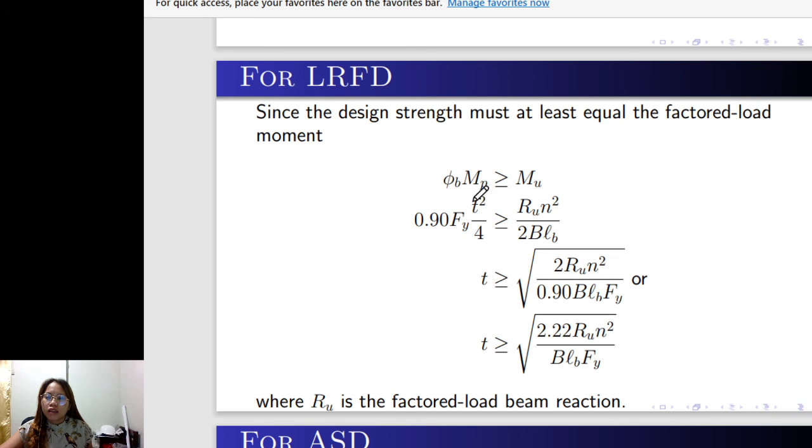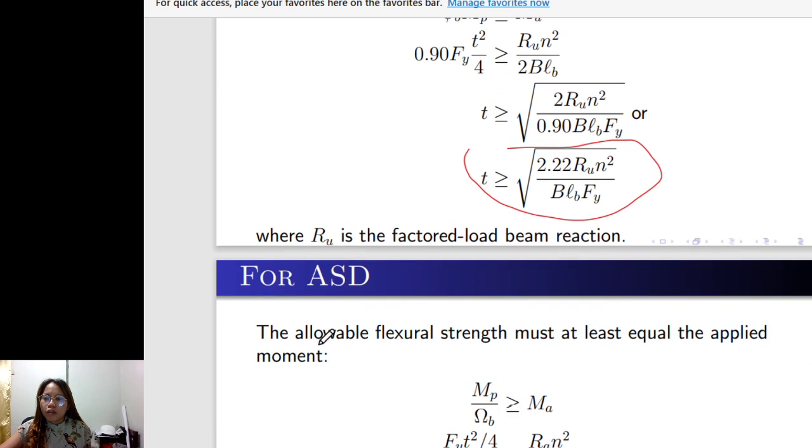Or, manipulating this one, t becomes greater than or equal to the square root of, from this equation, 2 R U, this one. Or 2 divided by 0.9 Fy, that is 2.22. Where R sub U is the factored load beam reaction due to the applied loads.